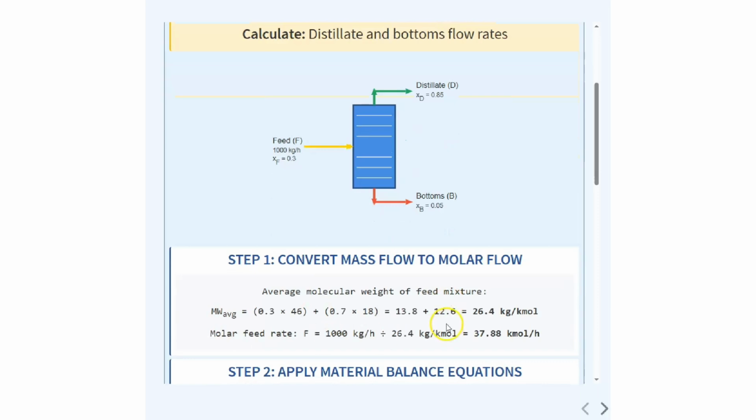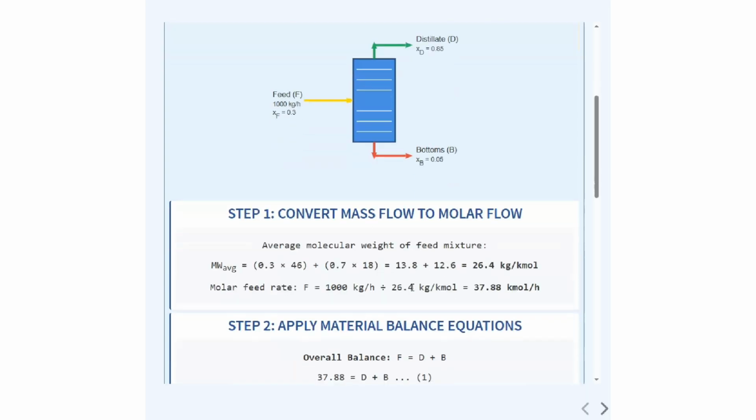Step 1, convert mass flow rate to molar flow rate. Since mole balances are easier for component calculation, we first convert the feed mass flow into molar flow rate. For that, we need to calculate the average molecular weight of the mixture. Ethanol has a molecular weight of 46 kg per kilomole, and water has 18 kg per kilomole.